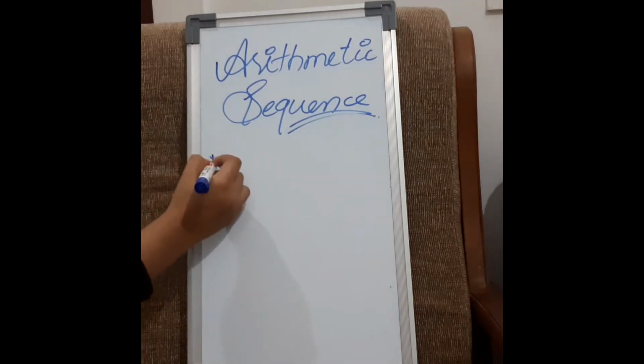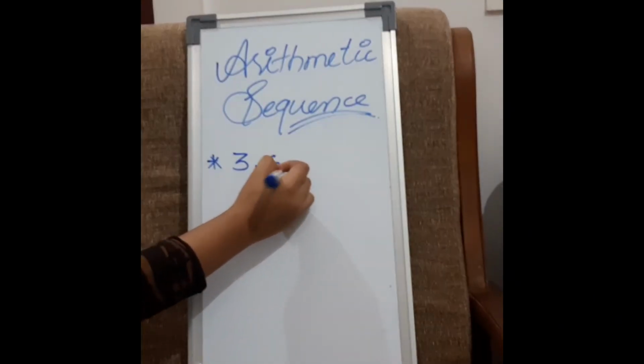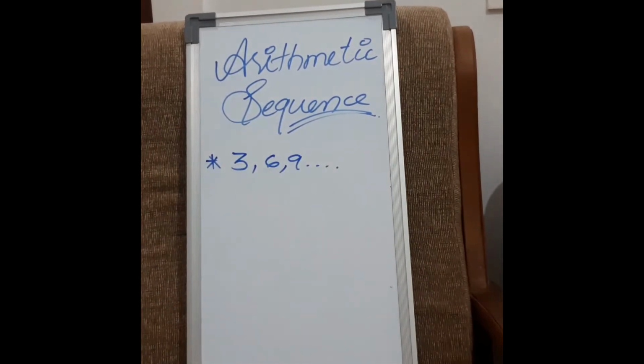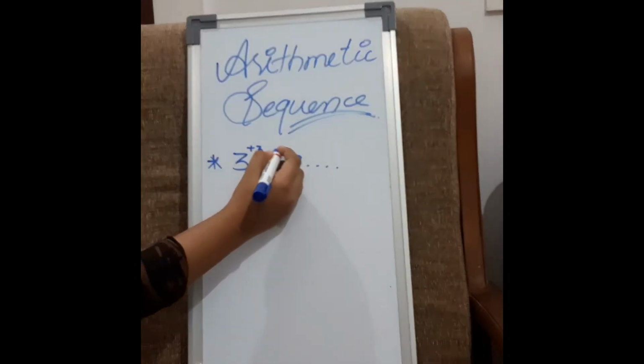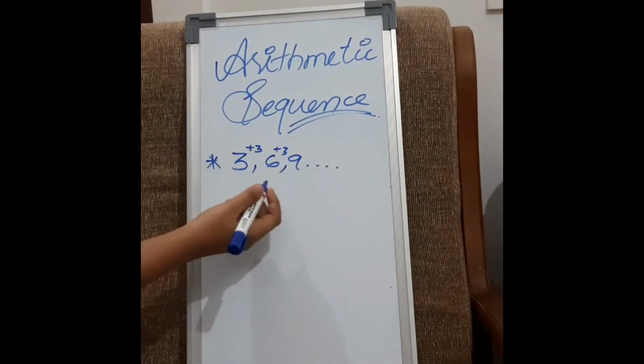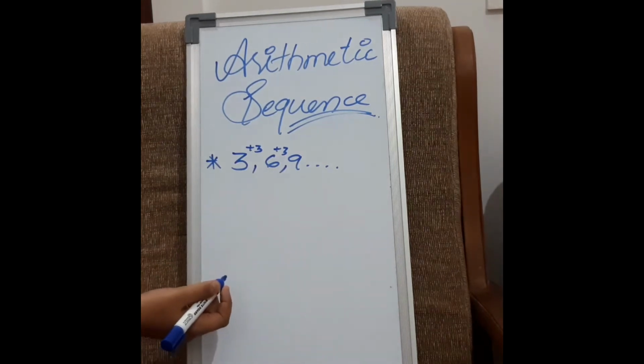For example, if we take 3, 6, 9, this is an arithmetic sequence. The sequence is continued by adding a fixed number, 3. With 3 as the fixed number added, the sequence continues.